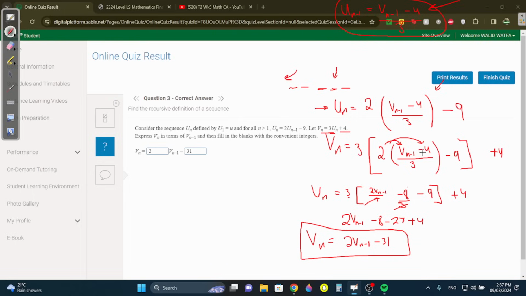And then minus 8 over 3. And you still have that minus 9. That plus 4 is outside. Cancel the 3's over here and over here. 3 times minus 9 is minus 27. And then that plus 4 is outside. And you're left with this.